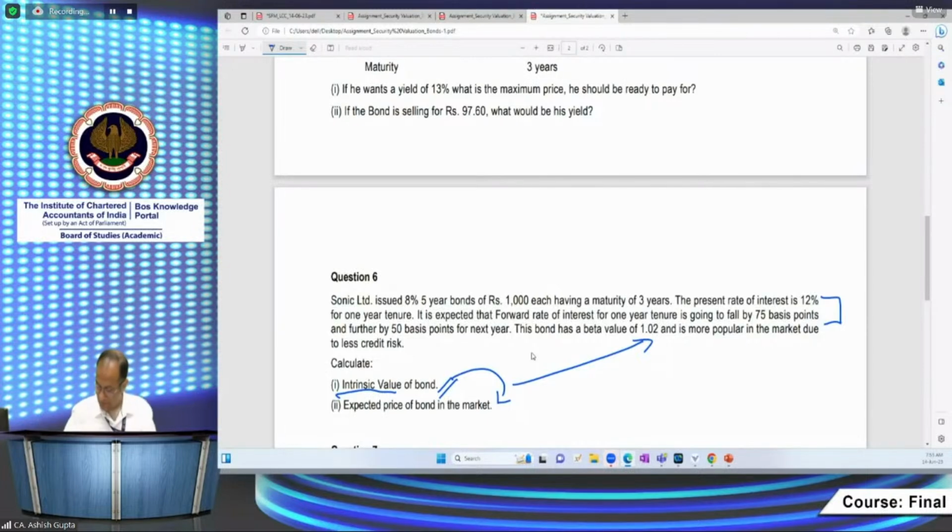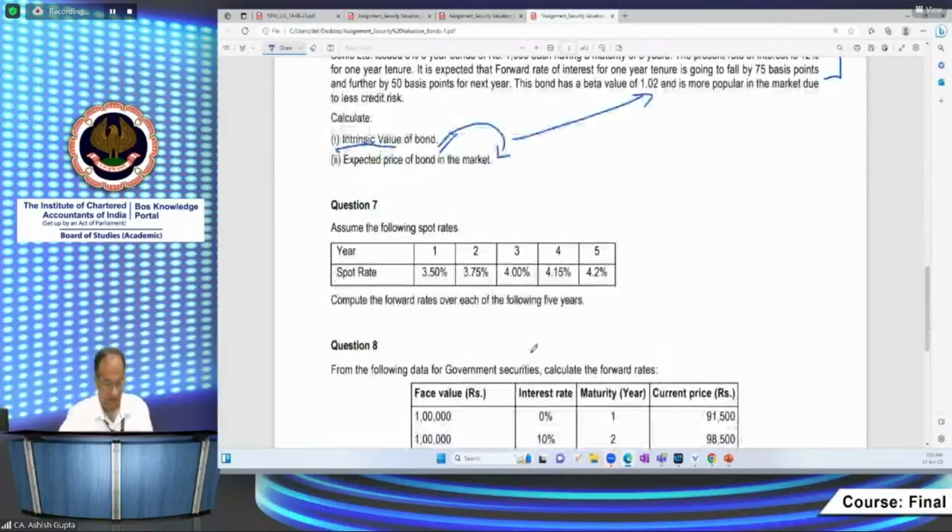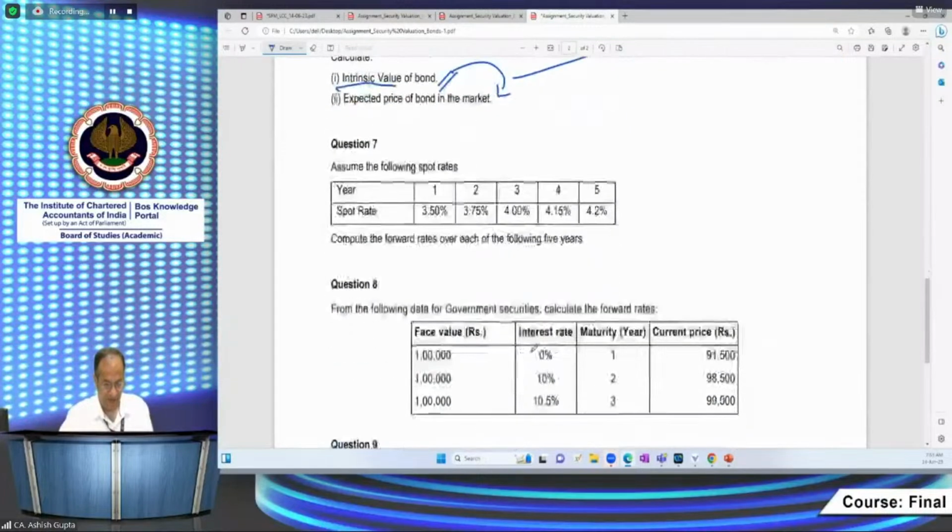Question number 7 of the assignment. If time permits, of course, I will explain it here. Otherwise, you can refer to the lecture, because time matters a lot.